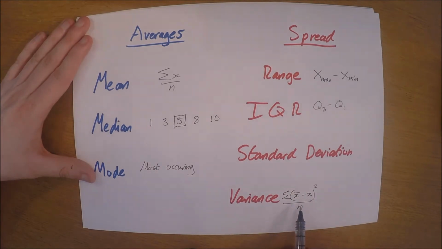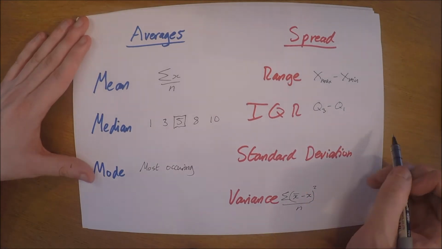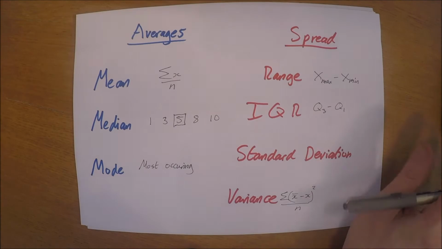And we're going to come on to this formula a bit later on in this video. But that's how the variance is worked out, and a standard deviation, as you should know, is just the square root of the variance.